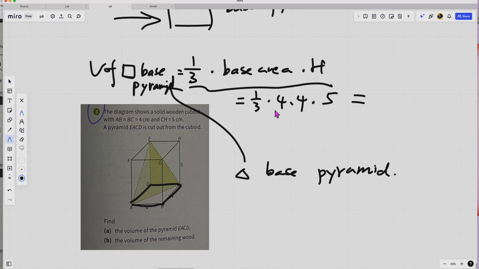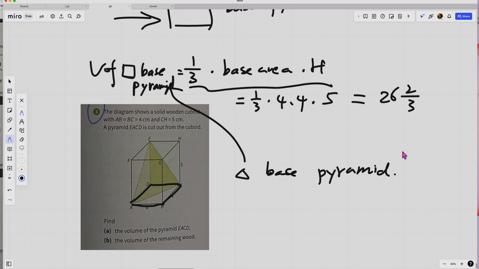Can you help me out? This is 1/3 times 16 times 5. 1/3 times 16 gives 26 and 2/3. 26 and 2/3, right?